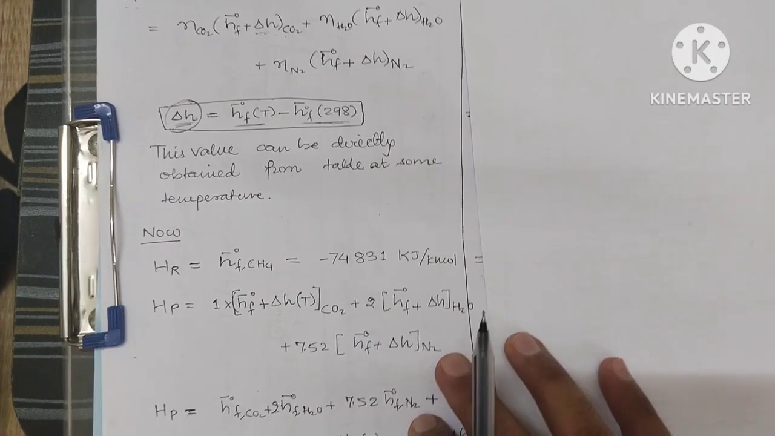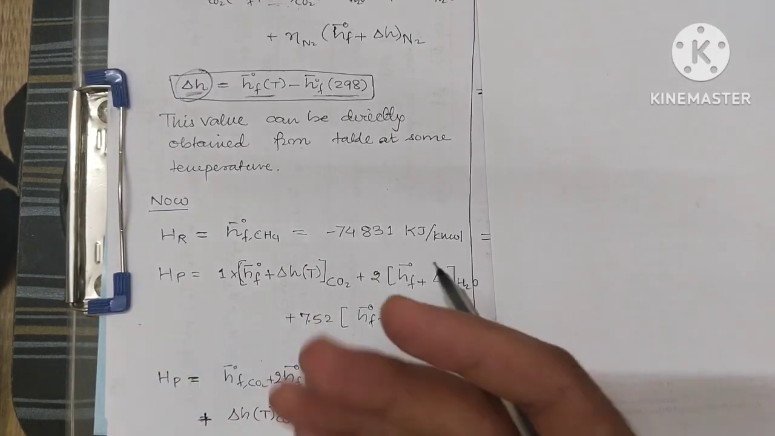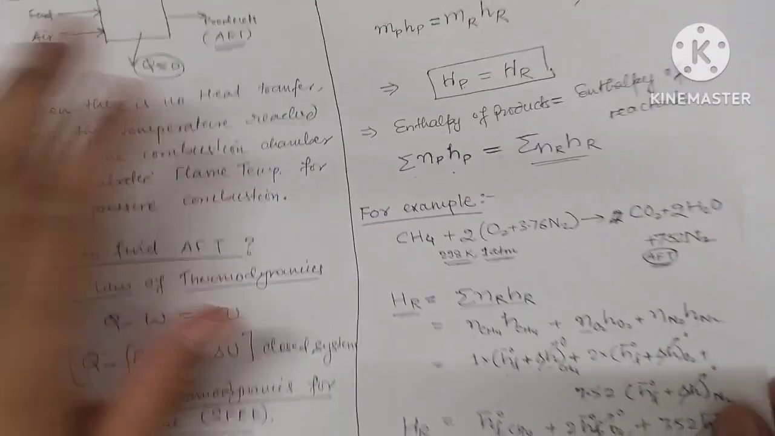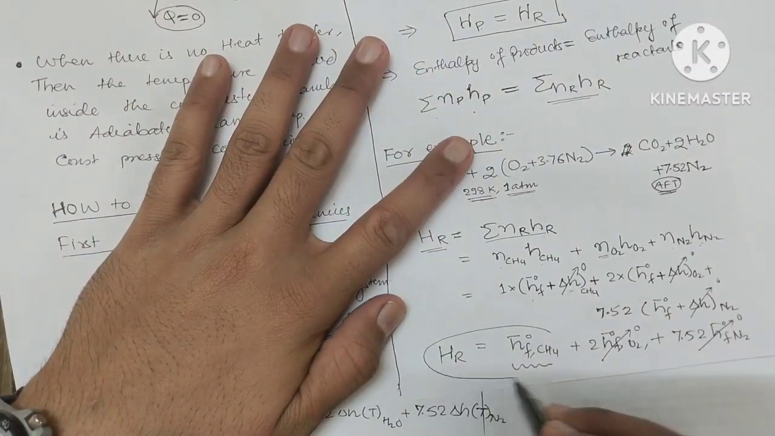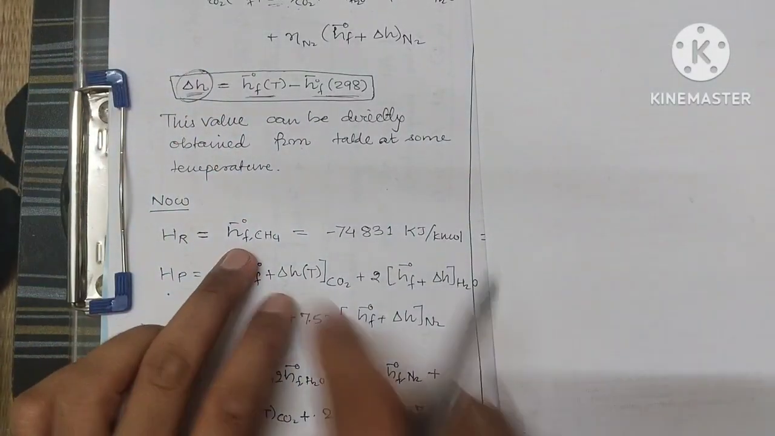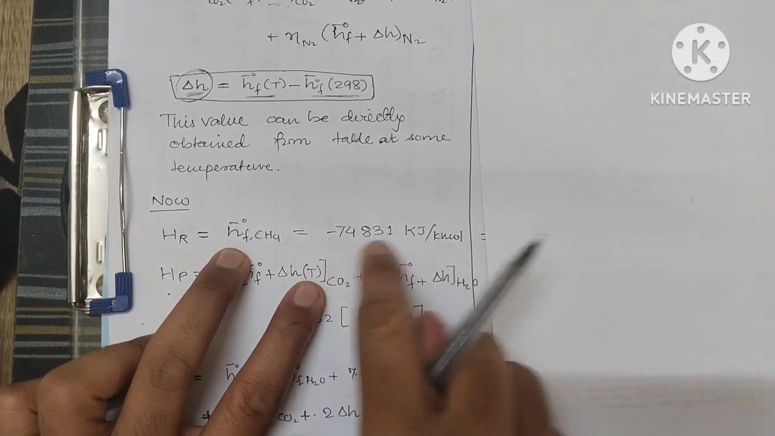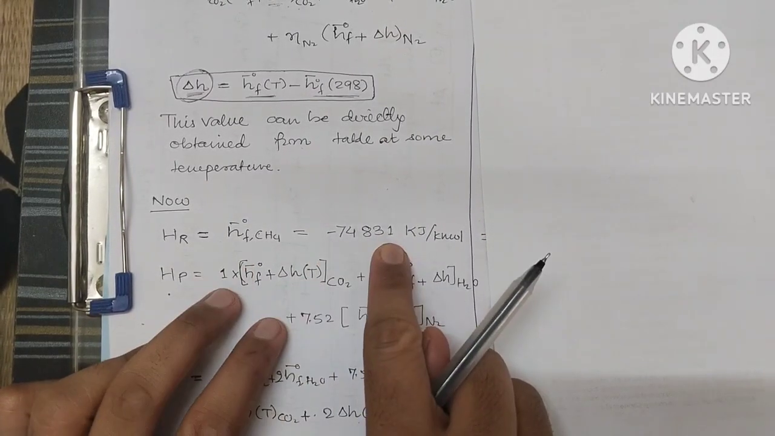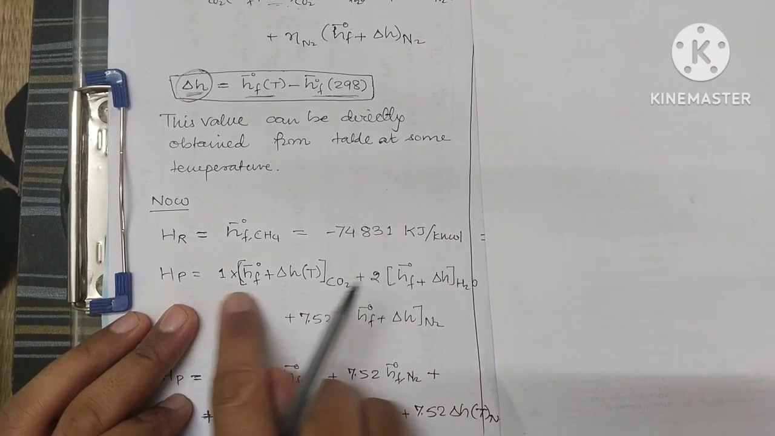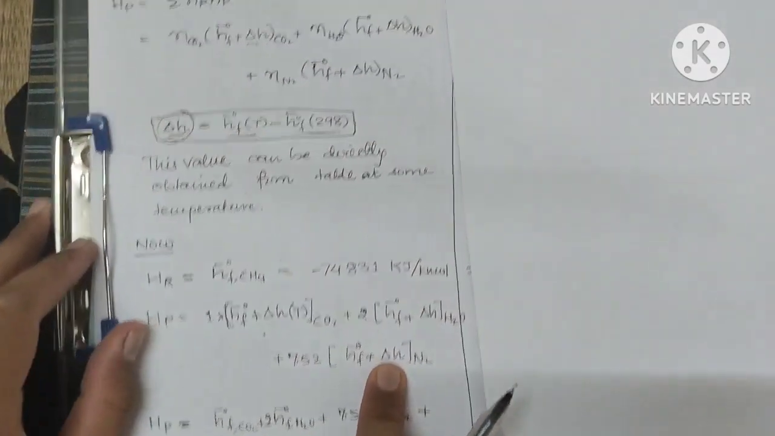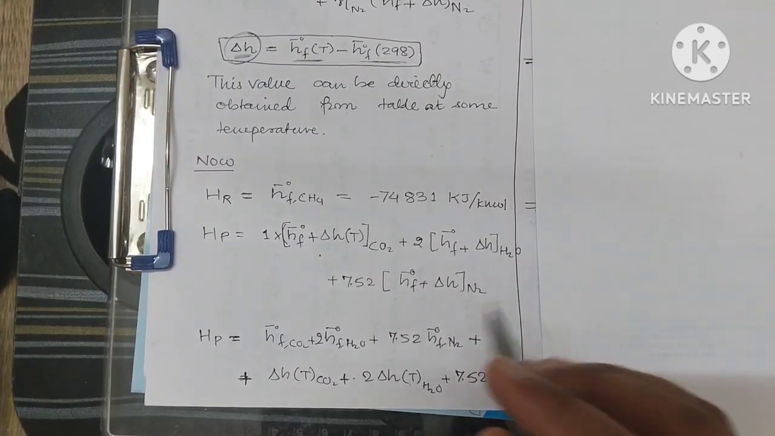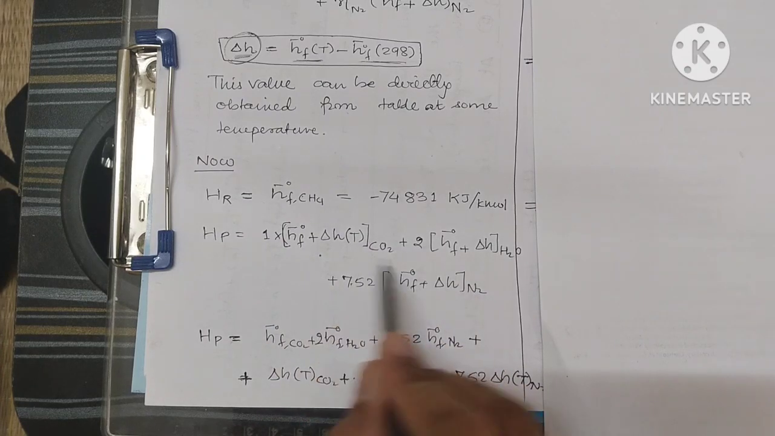Now we want to calculate the total enthalpy of reactant. As we discussed, the total enthalpy of the reactant has only this one term remaining, the enthalpy of formation of methane. This value I got directly from a table. Similarly, for the enthalpy of products we can write it as this, as we wrote earlier above.